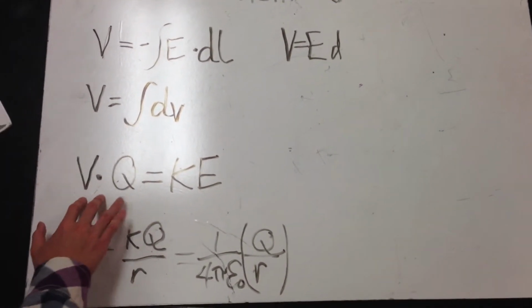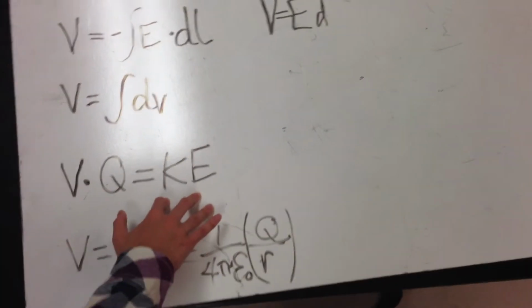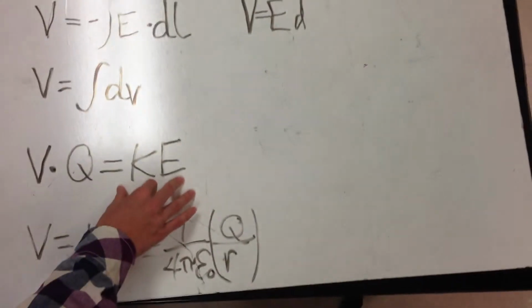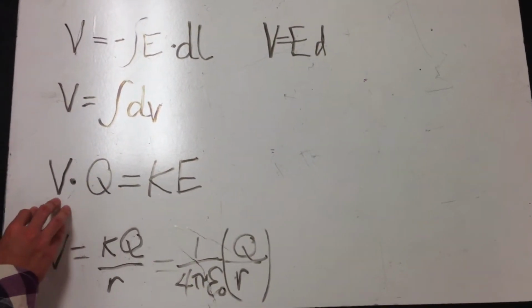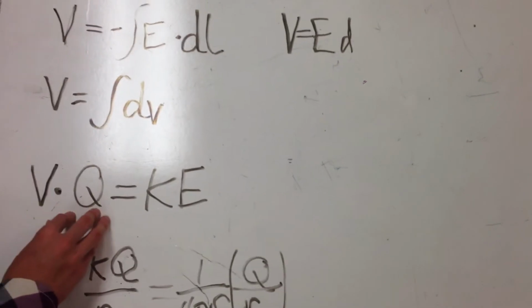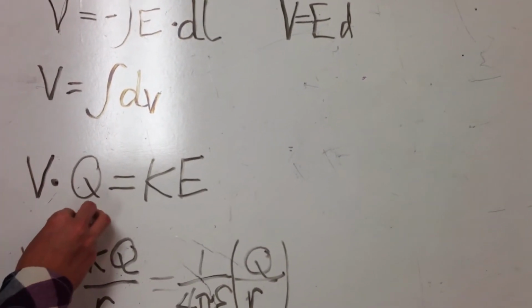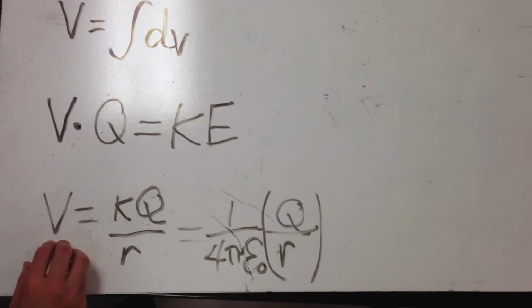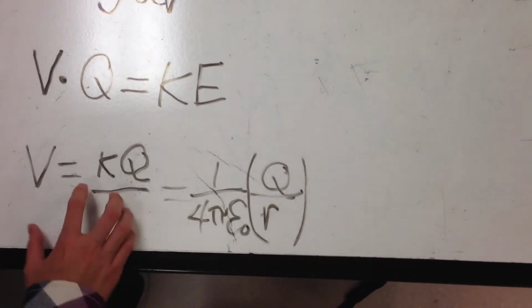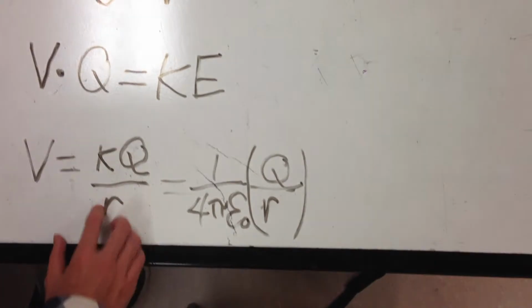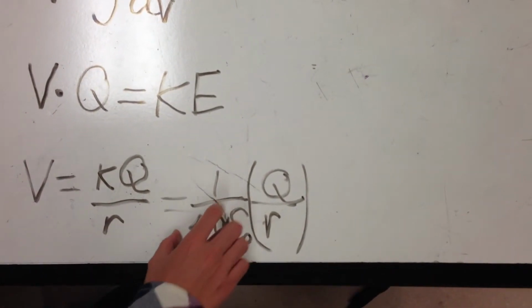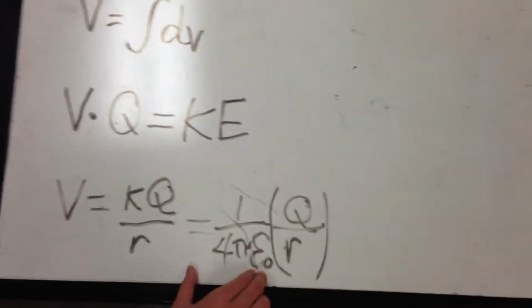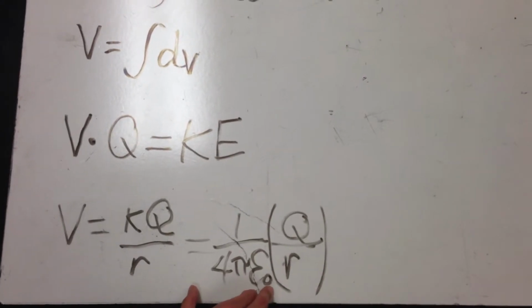Well, you can find the kinetic energy by multiplying the voltage and Q, where Q is the charge on the sphere. And this is another way you can find the voltage: V equals kQ over r, and this equals 1 over 4 pi epsilon naught times Q over r.